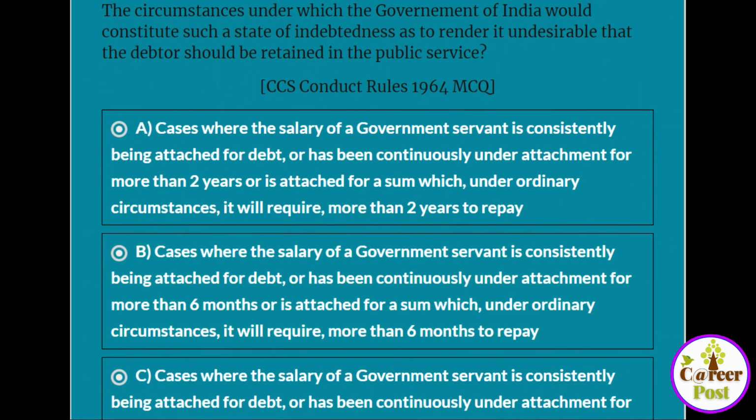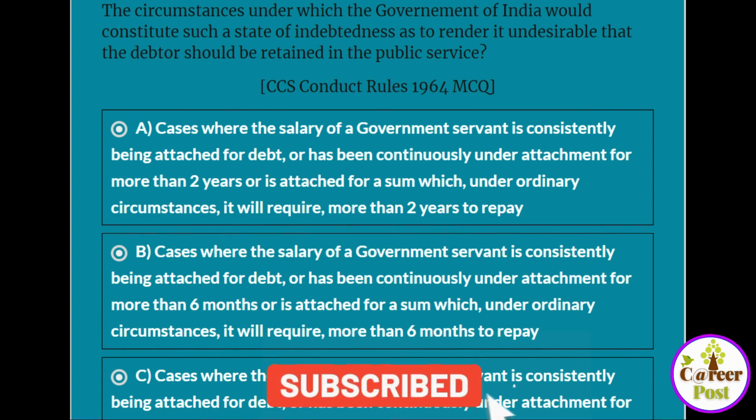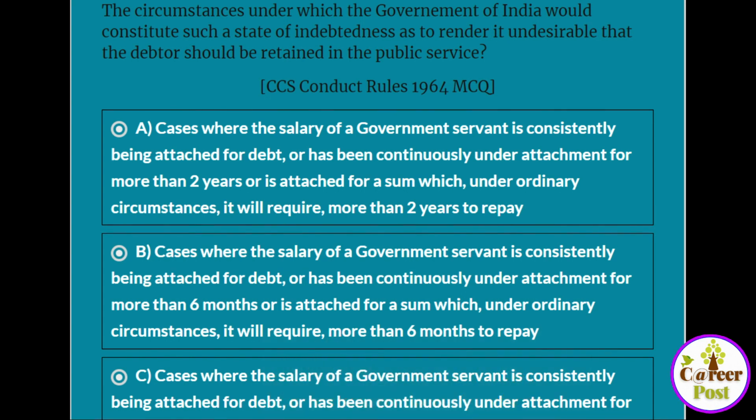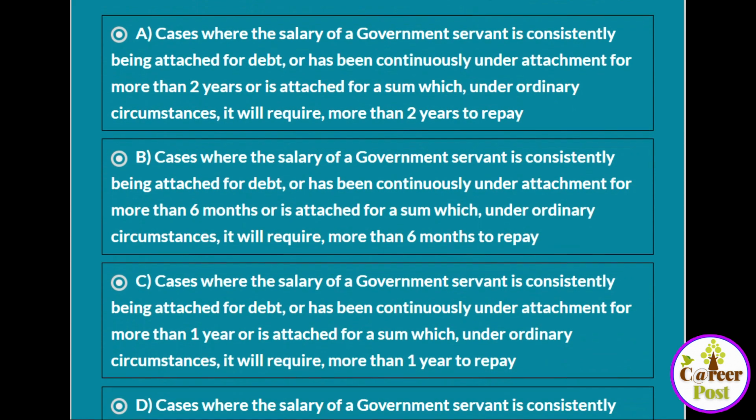The circumstances under which the Government of India would consider such a state of indebtedness as to render it undesirable that the debtor should be retained in public service. Under what circumstances would the Government of India consider the debtor undesirable to be retained in public service? Cases where the salary of the government servant is consistently being attached for debt or has been continuously under attachment for more than 2 years, or is attached for a sum which under ordinary circumstances will require more than 2 months to repay. The second option is the same, except that it is more than 6 months to repay.